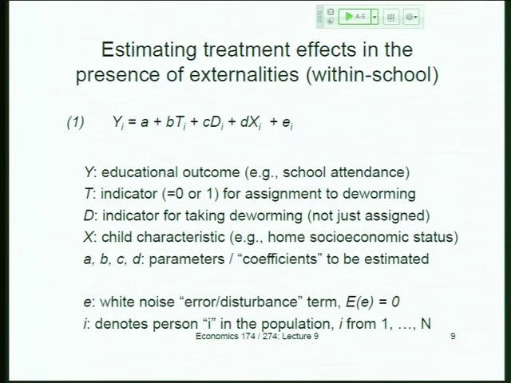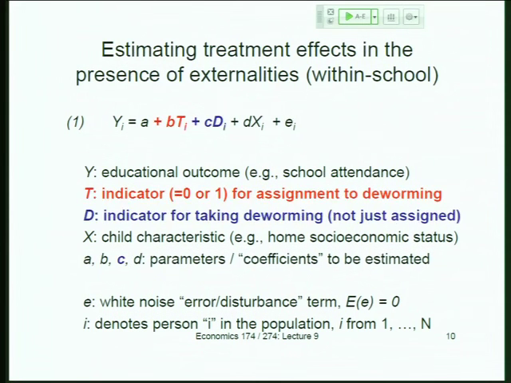So this is just like what we had before. We have this new term of T times D, and I've highlighted in red the assignment to deworming terms. So there are these two different treatment terms. One is assignment to treatment, and one is actual treatment, D. Any questions on the notation?